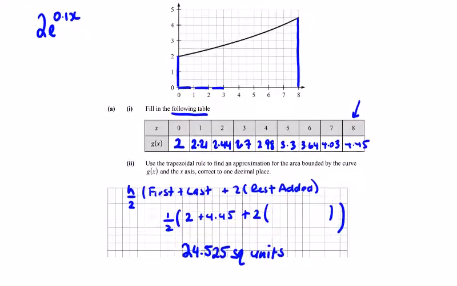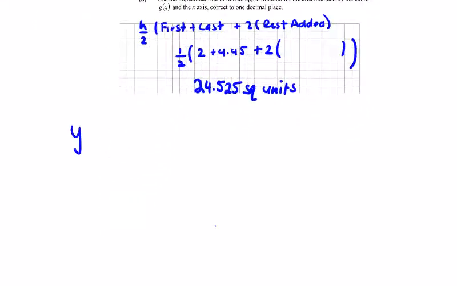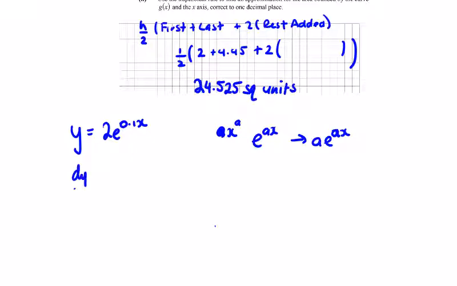So we're integrating y is equal to 2e to the power 0.1x. And we go to the tables. e to the power of ax. I'm writing the wrong thing. e to the power of ax goes to a e to the power of ax. Sorry, we're integrating. I'm doing it the wrong way around. Getting lost in differentiation. We're integrating 2e to the power 0.1x between 8 and 0 as our bounds.